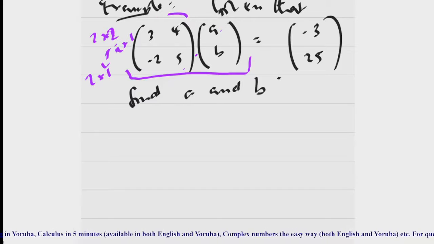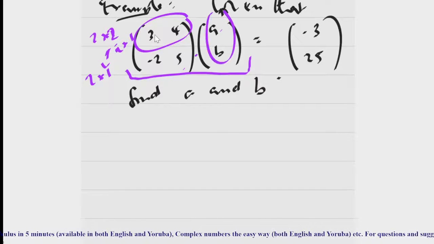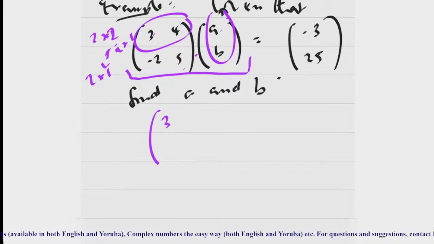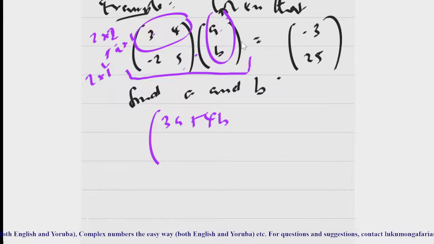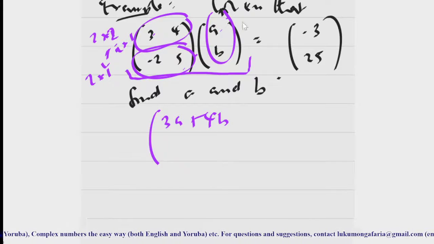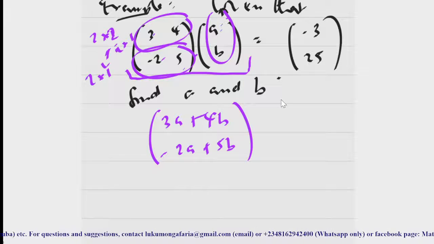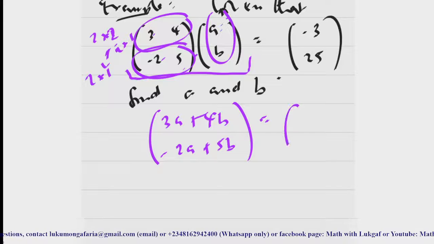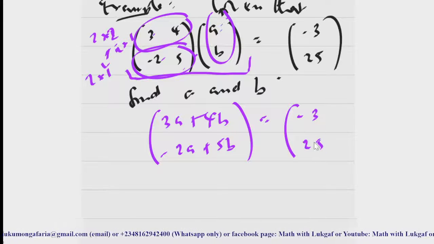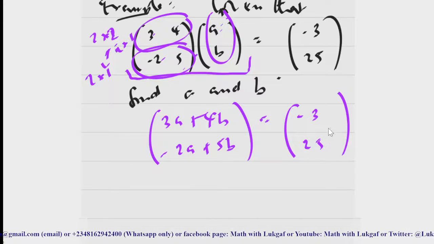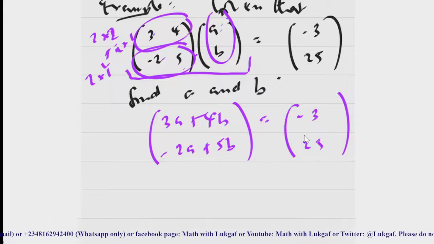Okay, let us multiply row with column, right? That will give me 3a plus 4b. Then you still take the same column, since we don't have a column again, with the second row. Minus 2 times a, minus 2a plus 5b. If you don't understand how you are going to be multiplying, refer to my videos on multiplication of matrices. So that's minus 3, 25. I hope you understand now. And you can see now two matrices are said to be equal if their corresponding elements are equal.